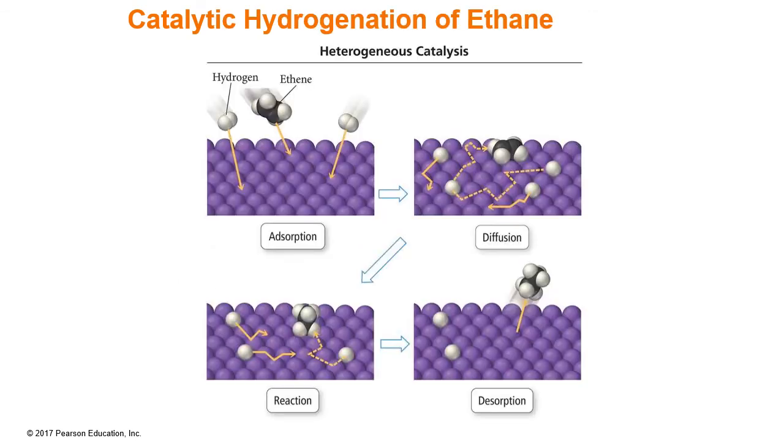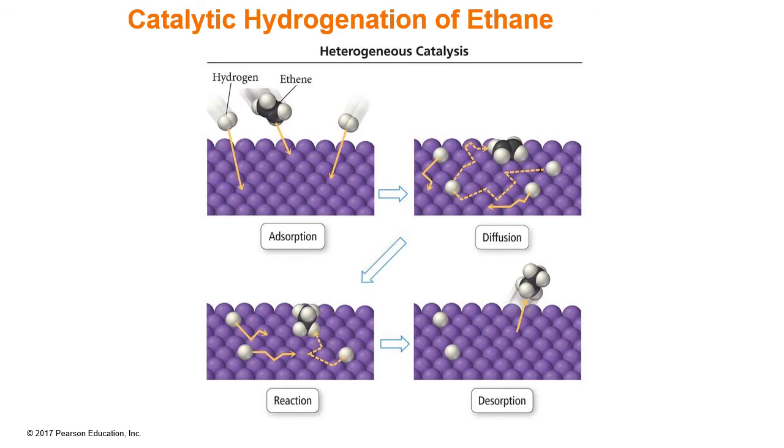Let's look at an example of a heterogeneous catalyst. They are extremely important in industry because they decrease the amount of energy required to produce new products, and they also make the reaction happen under safer conditions, like lower pressure and lower temperature conditions.